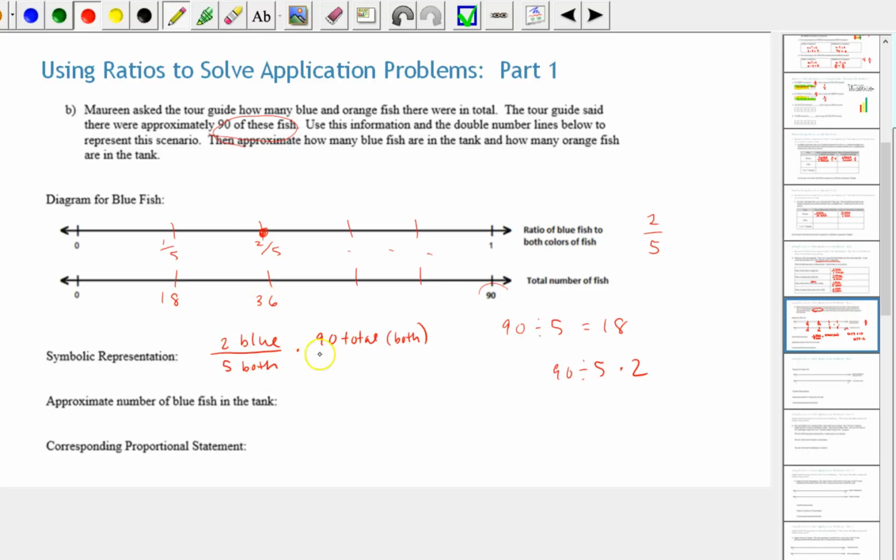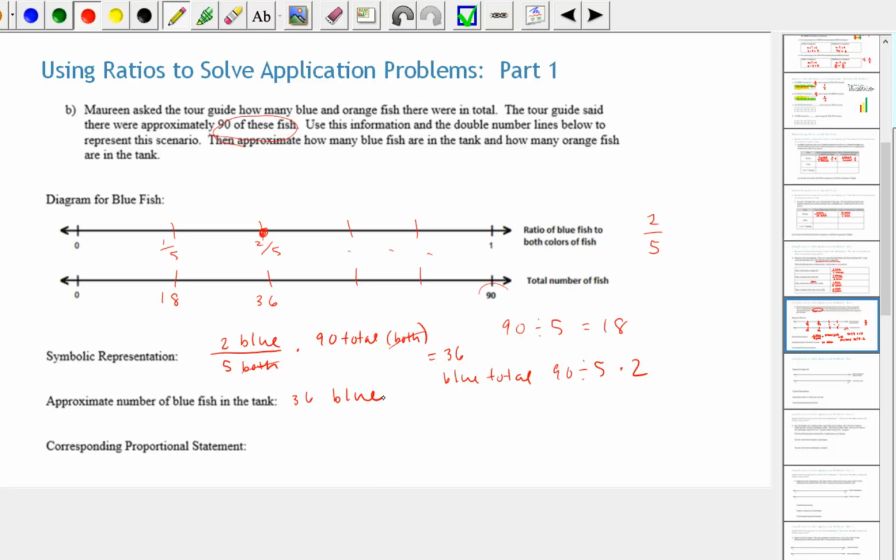So use the units to help them see that these cancel. And when we multiply these two, I'm sorry, what was this again? 18. So 90 divided by 5 is 18. 18 times 2 is 36, and we get 36 blue total. So this is the symbolic representation. Here I asked the same question. I don't really know why. Number of blue fish in the tank is 36 blue.